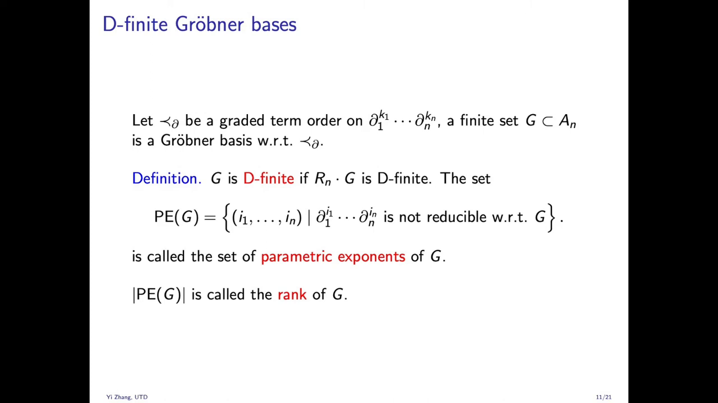What do you mean by a finite set being a Gröbner basis with respect to that? Definition. So how do you define that? Are you saying that any finite set is called a Gröbner basis? No. So a Gröbner basis is somehow.